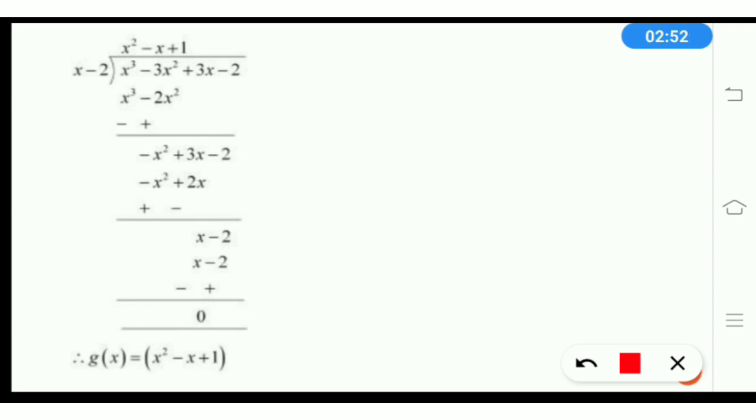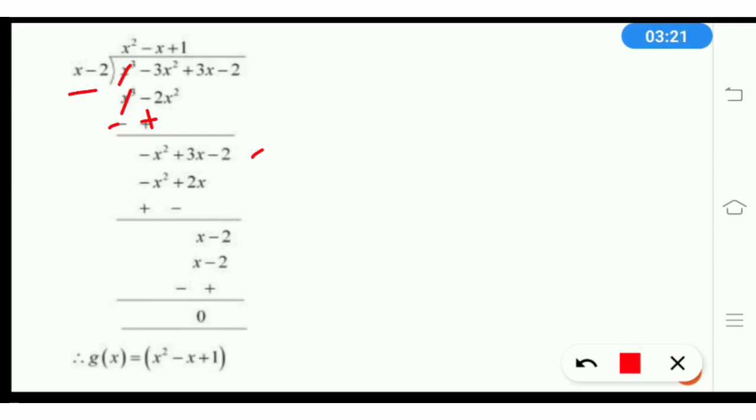If we multiply x minus 2 by x square, that means x into x square, so x cube, and minus 2 into x square, that means minus twice x square. Subtracting, x cube minus x cube cancel, here minus thrice x square and plus 2x square, that means minus x square, remaining plus thrice x minus 2.